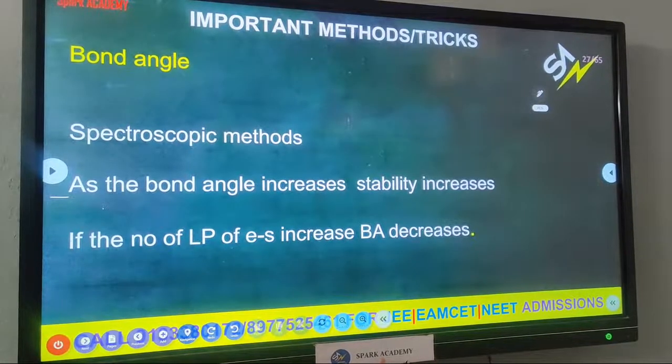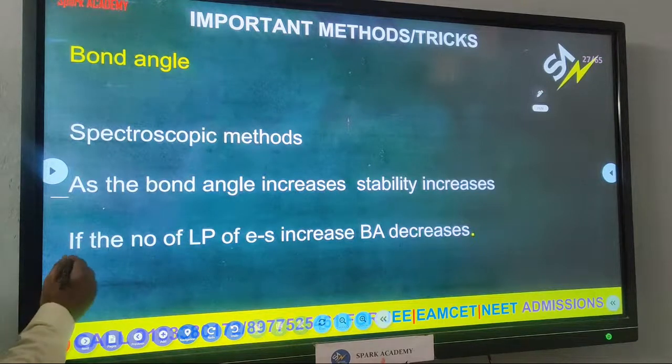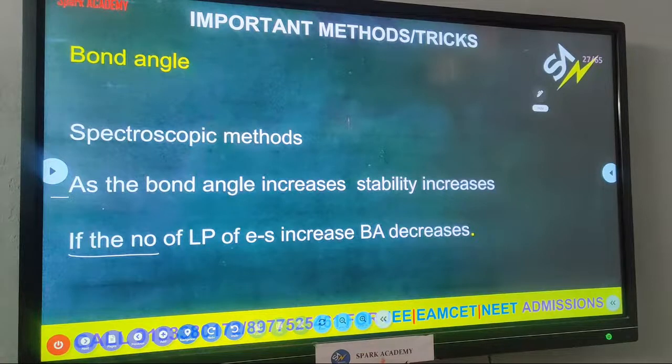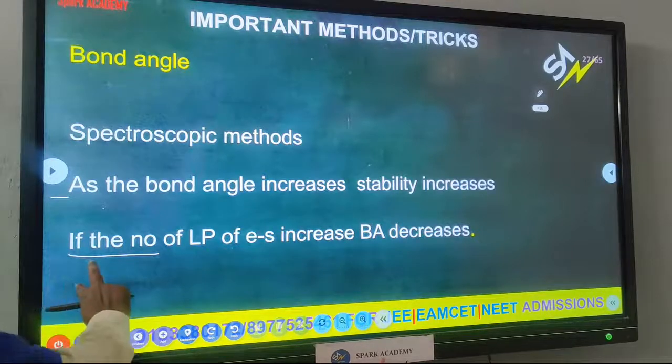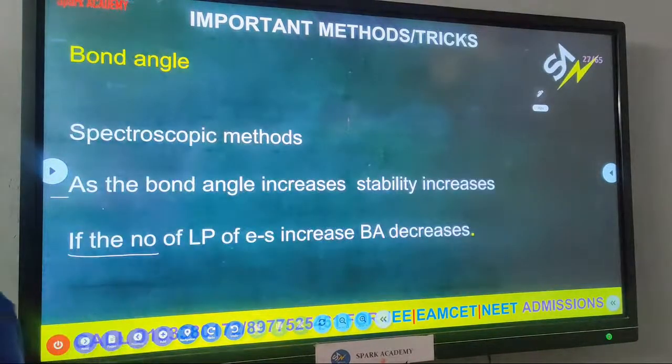Now we see the first application regarding the bond angle. Bond angle is not a constant. As the bond angle increases, the stability of the molecule increases. One more statement: if the number of lone pairs of electrons increases, the bond angle decreases. Now we check with examples.